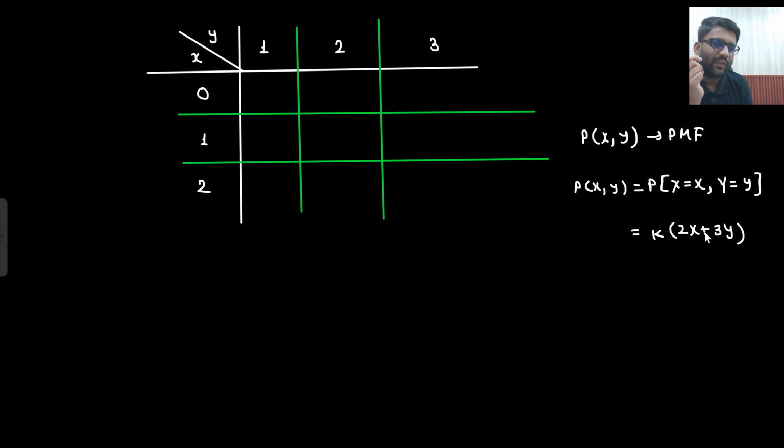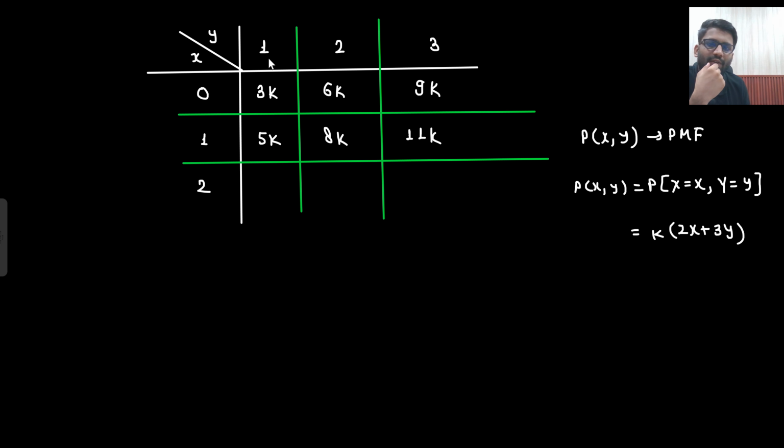So x is 0, y is 1. If you put x equals 0, y equals 1, what are you getting? 3k. x is 0, y equals 2, 6k. x is 0, y equals 3, 9k. Now x is 1, y equals 1, 5k. x is 1, y equals 2, 8k. x is 1, y equals 3, 11k.